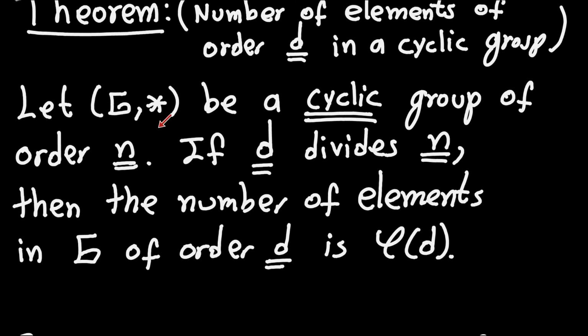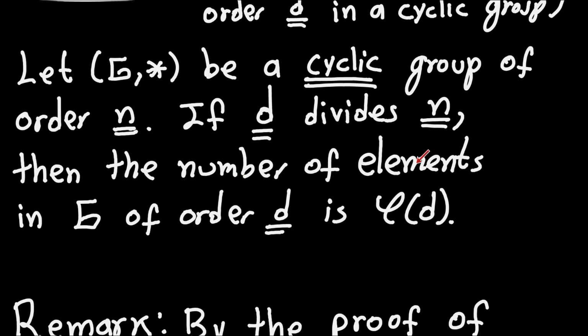If you have a group G that is cyclic of some finite order n, and if you have a divisor D of that n, the order of the group, then the number of elements in G of order D is phi of D. This is the Euler function, the one we talked about in that video. Again, I'm going to put that video in the description for this lecture.